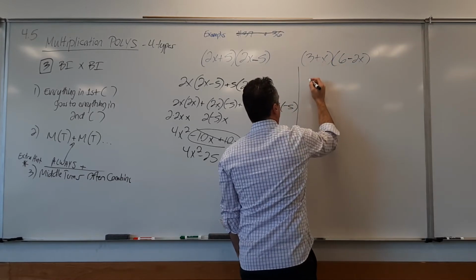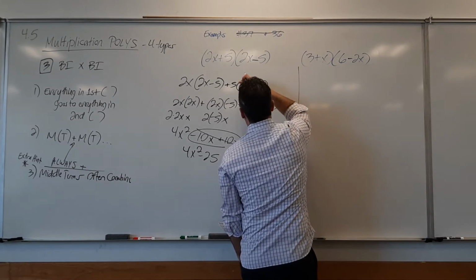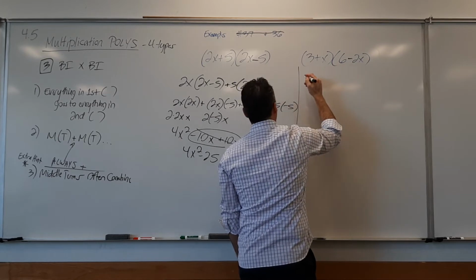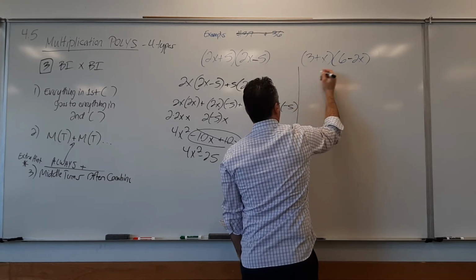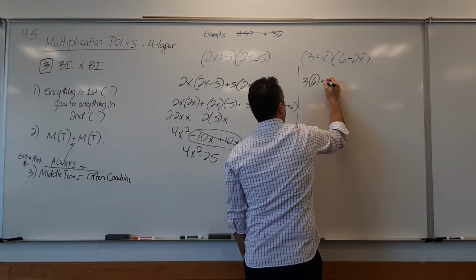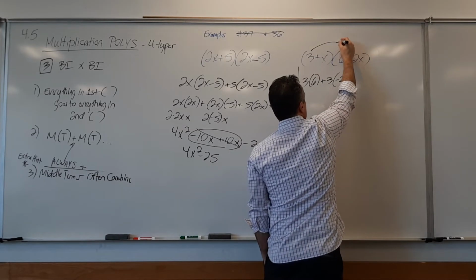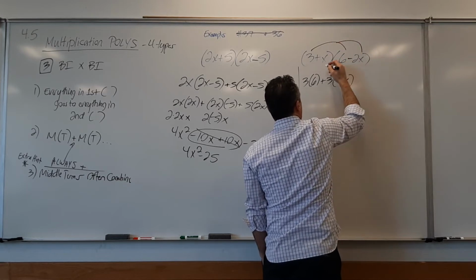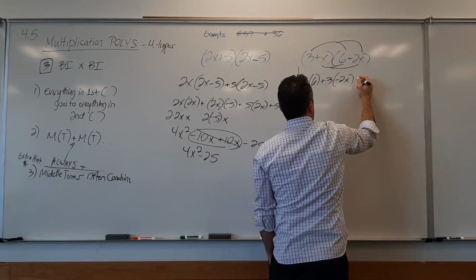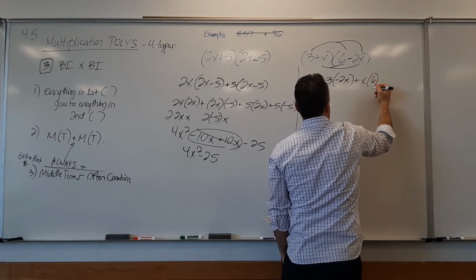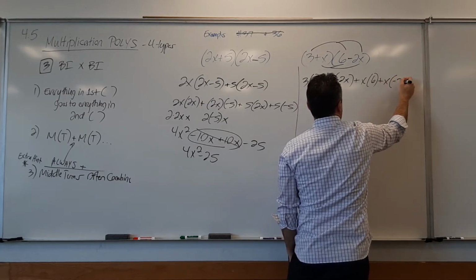And so we do this one, we're going to end up with, and this time I'm going to skip this middle step. You determine if you like this middle step or not. This time we won't do it. 3 times 6 plus 3 times negative 2x, right? 3 times 6, got to go to here, got to go to here. I do like drawing the arrows just to keep myself honest. Plus x and 6, keep myself organized, plus x and negative 2x.